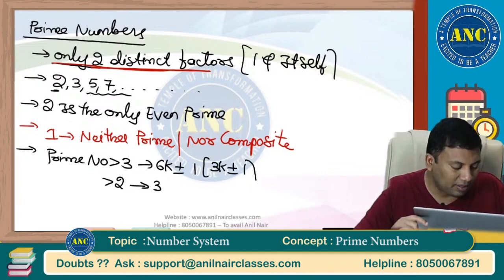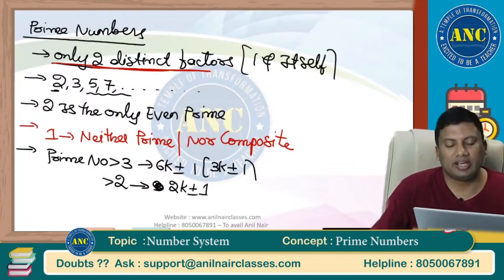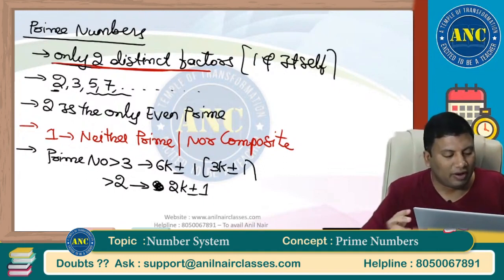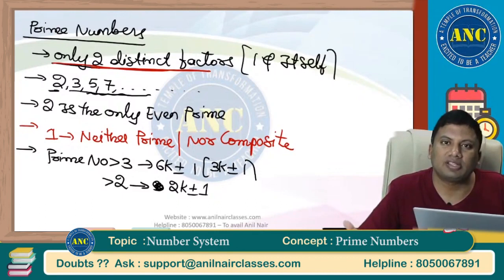Every prime number greater than 2 is an odd number. An odd number can also be of the form 2k plus or minus 1 and 3k plus or minus 1. So any prime number other than 2 is an odd number, and an odd number is of the form 2k plus or minus 1.